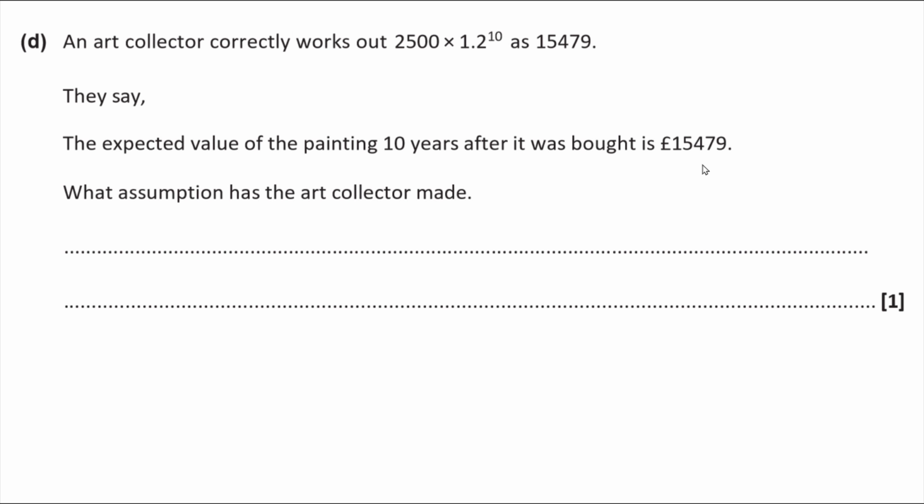Part D says an art collector correctly works out that 2,500 times 1.2 to the power of 10 is 15,479. They say the expected value of the painting 10 years after it was bought was 15,479. What assumption has the art collector made? Well, he's assuming then that the painting increases at the same rate as it did in the first 4 years.